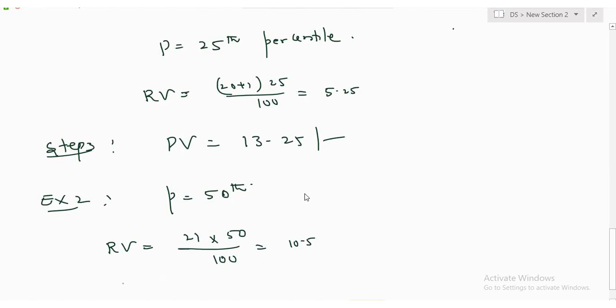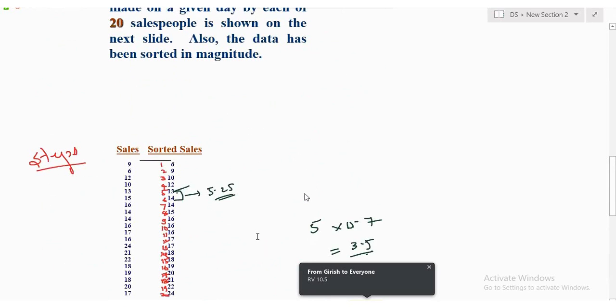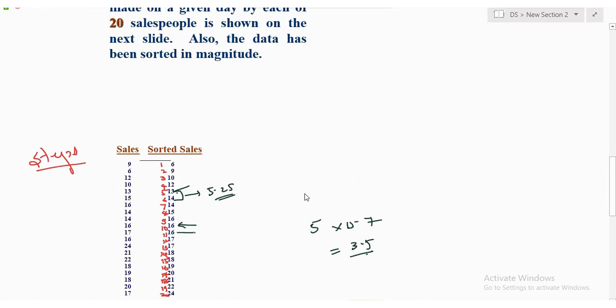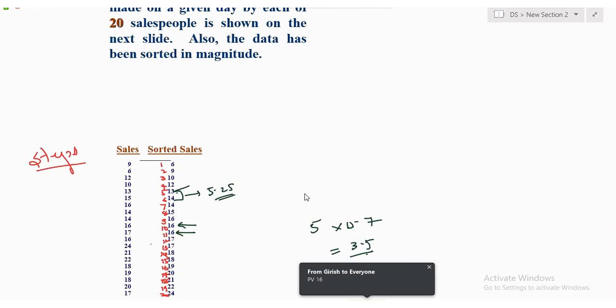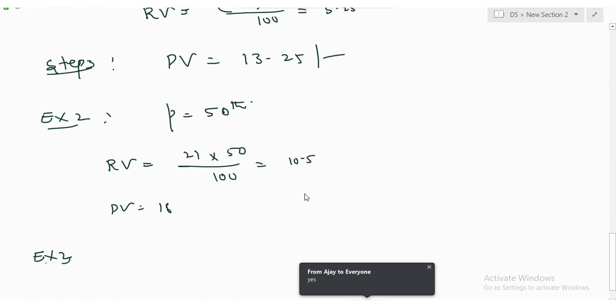What is the PV? I'll go and look at the 10th position and 11th position. The 10th is 16, the 11th is also 16. How much is the difference? 0. If you make the 0 into 2 parts, again 0. So the 0.5 value of 0 is again 0. I need to add that to the 10th value. So 16 plus 0, how much is it? 16 only. All are with me, guys? Okay. Example 3. Any questions now? Others, online, guys? Everyone is clear?